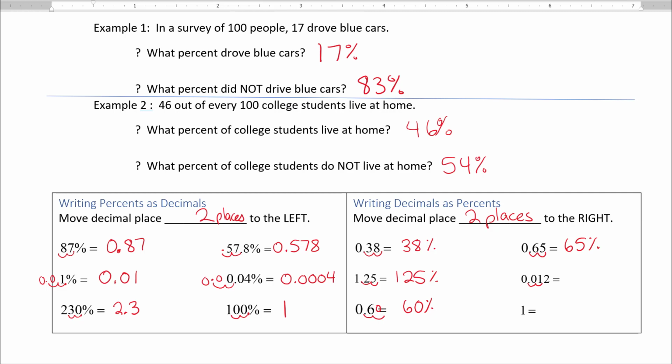0.012, move the decimal over 2 places, that's 1.2%. And then move the decimal for 1 over 2 places, fill it in with zeros, that is going to be 100%.